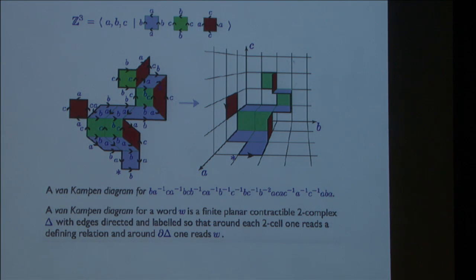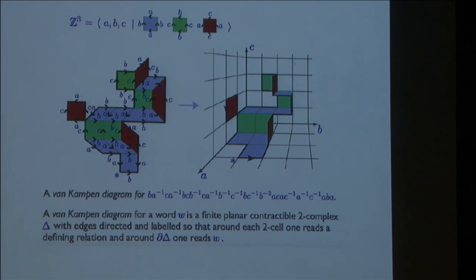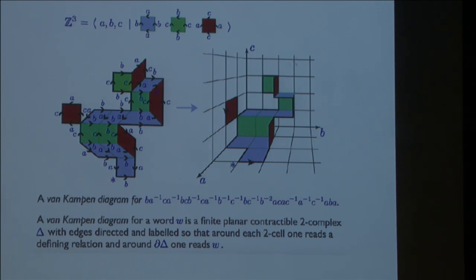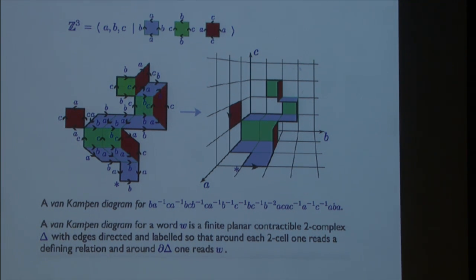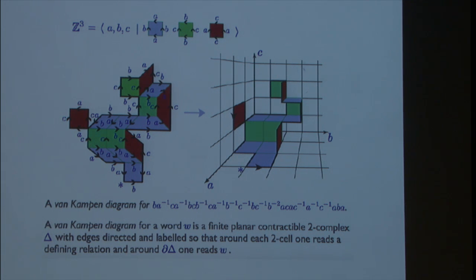But in principle, it is just a planar picture, a planar graph, or a finite planar two complex if we glue faces here, and again edges are labeled and directed. So you can think about a diagram as a graph, or as a two complex if you put faces. Then edges are labeled by generators, and we have two cells corresponding to each relation, and around the boundary we read the word which is equal to 1. Different words have different diagrams, and the same word may have different diagrams too, depending on how we represent it.